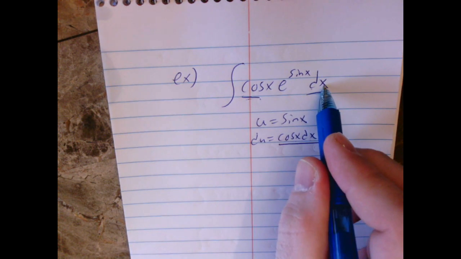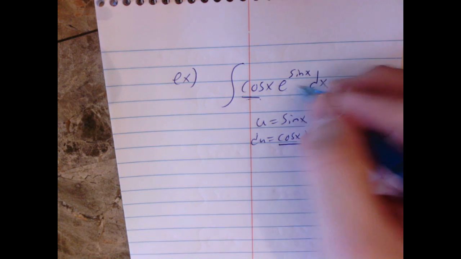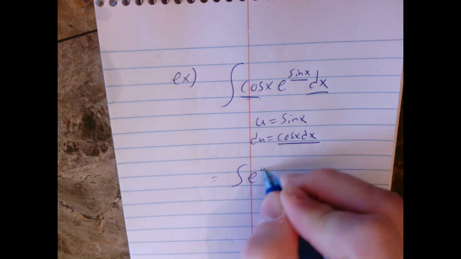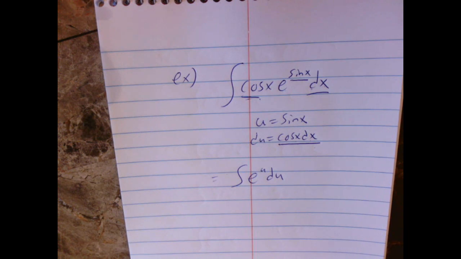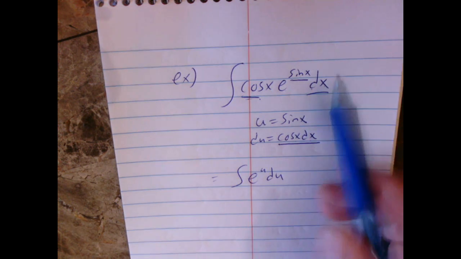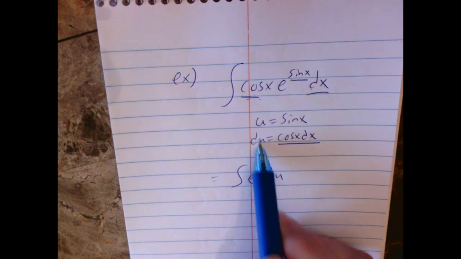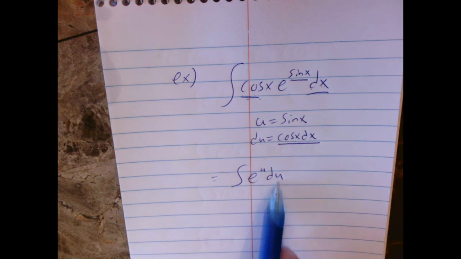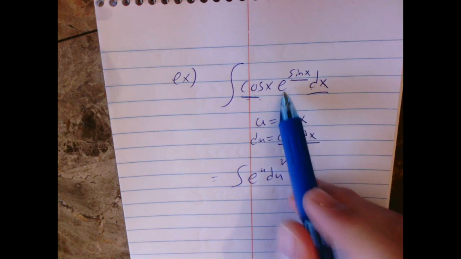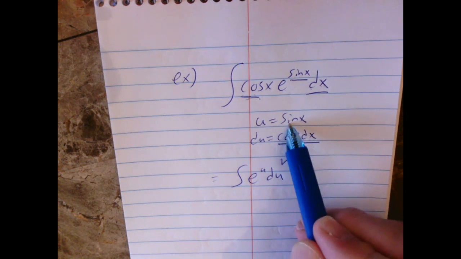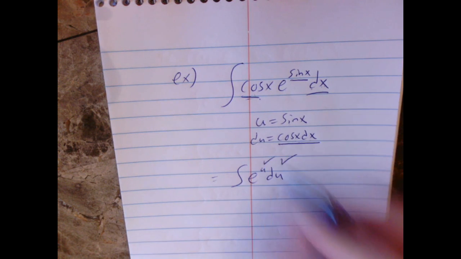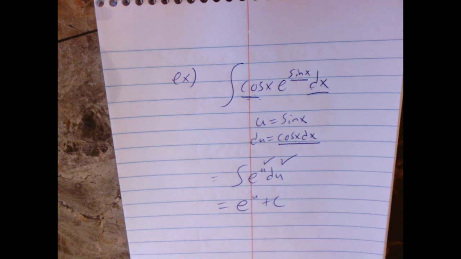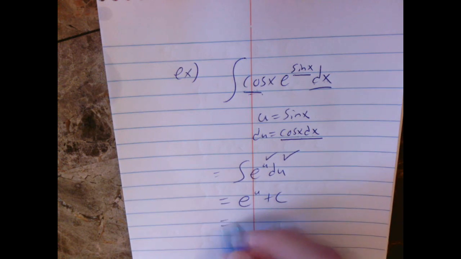That'll become du. E to the sine x will become e to the u. And if I do this right, I believe that's how this will substitute. Watch again. Cosine x dx becomes du. So these two pieces of the puzzle here become du. So that's all set. E to the sine x, if u is sine x, becomes e to the u. That's all set. That antiderivative is just e to the u plus c, where u was sine x.